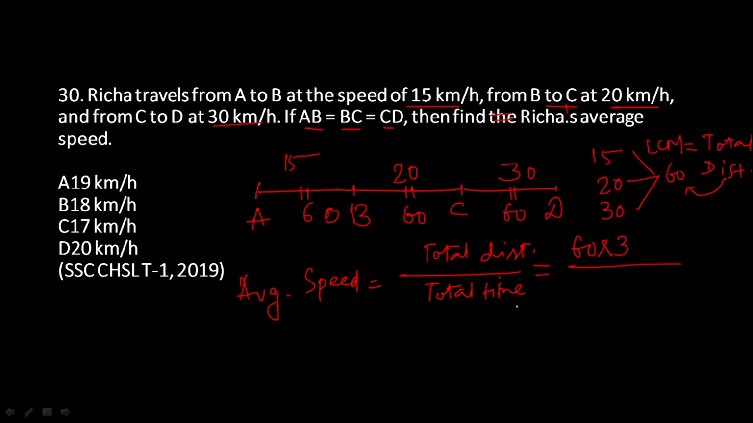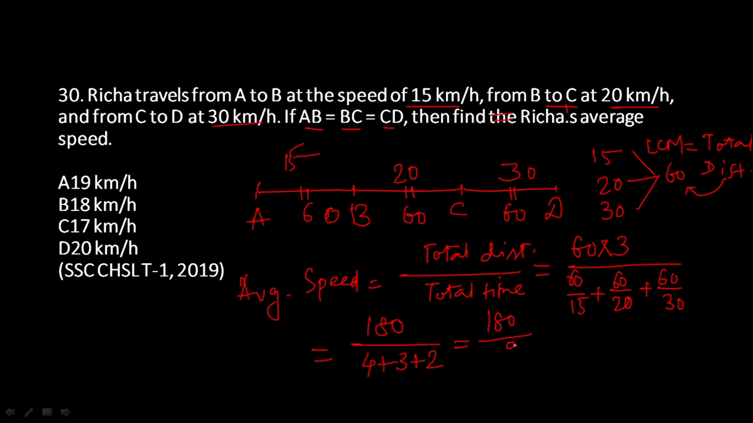Clear? What's the total time then? Total time is 60 upon 15 plus 60 upon 20 plus 60 upon 30. The total distance is 60 into 3, which means 180. Clear? 15 4s are 60, 20 3s are 60, 30 2s are 60. So it will be 180 upon 9. So 20 km per hour will be the average speed. I hope it is clear to you.